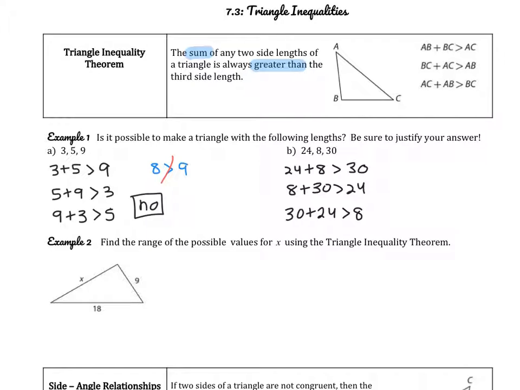This one says 32 is greater than 30. That is a true statement, so let's move on to the next one, which says 38 is greater than 24. So that is also true. And last, we get 54 is greater than 8. So we see that we have three inequalities that are true. So that means that, yes, these could be the three lengths of a triangle.